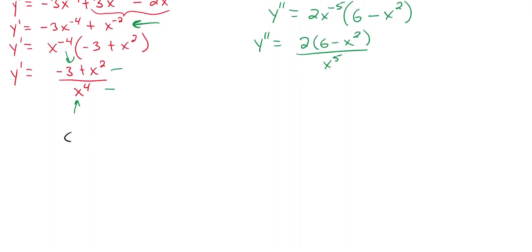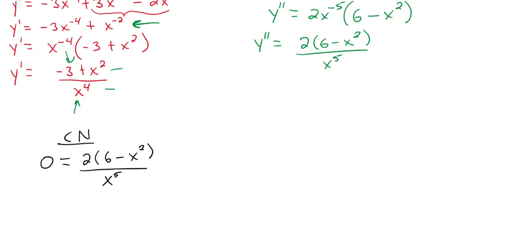So I'll just write CN. So our critical numbers are where our second derivative is equal to 0. So instead of writing y double prime, I'm going to say 0 is equal to our second derivative, 2 times 6 minus x squared all over x to the 5. Okay, so what are our critical numbers going to be? Well, it's also going to be where the denominator is equal to 0 because they're non-permissible values.